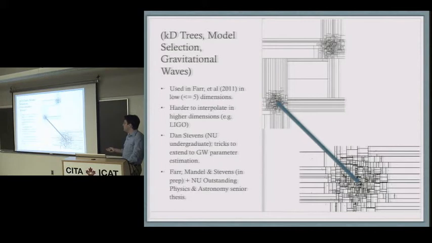Okay, so we use this in low dimensionality in the black hole mass work. It's harder to interpolate in higher dimensions, in LIGO, for example, but at the time I put a very talented undergrad, Dan Stevens, on the job. And one outstanding physics and astronomy senior thesis award later, Dan headed off to Ohio State, and we got this type of jump proposal in our LIGO code, and it has greatly accelerated our analysis. So that's an example of the kind of astrostatistical crosstalk that I'm talking about between these two fields.